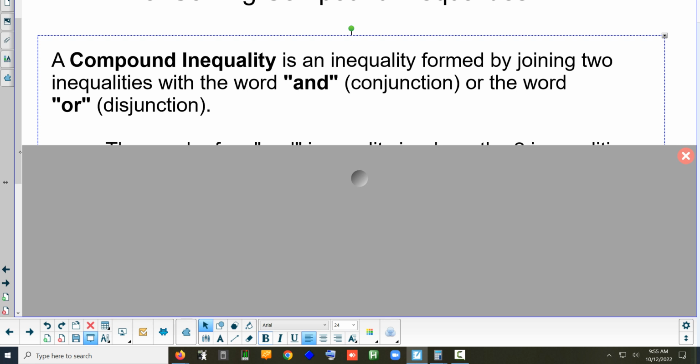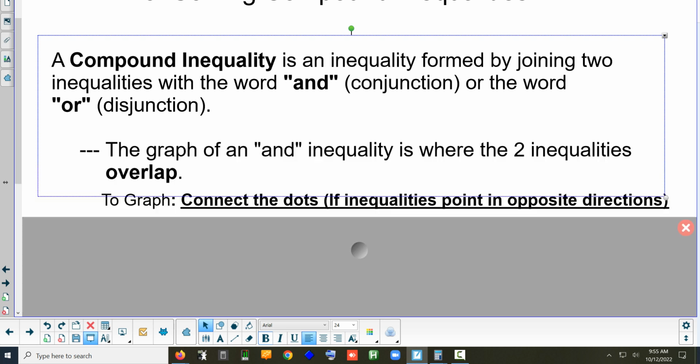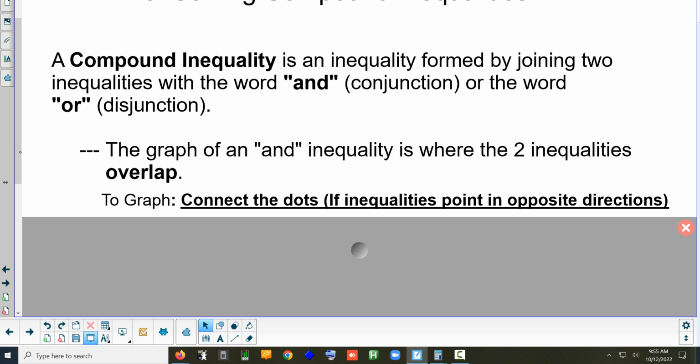And both of these inequalities have a certain look to them. Like every inequality we've graphed so far has been one circle, either open or closed, and then shaded in one direction. Well, if you have an and, okay, let's start with that. The graph of an and is where the two inequalities overlap.